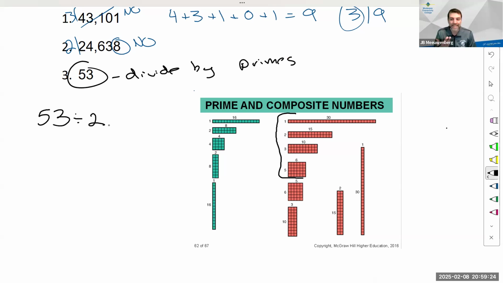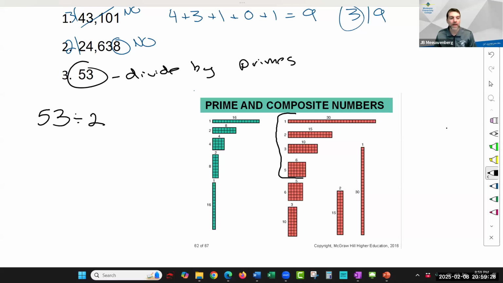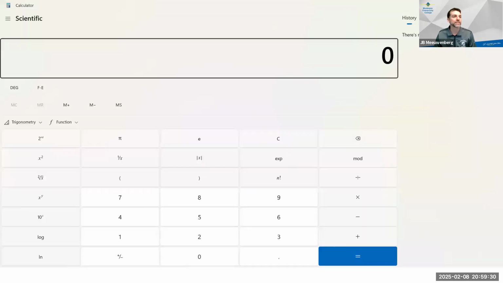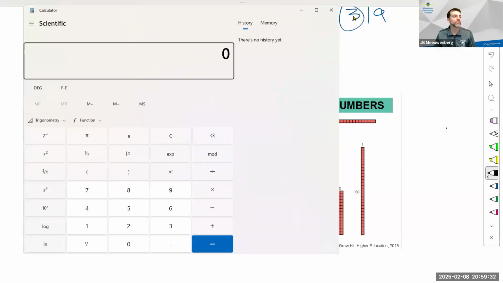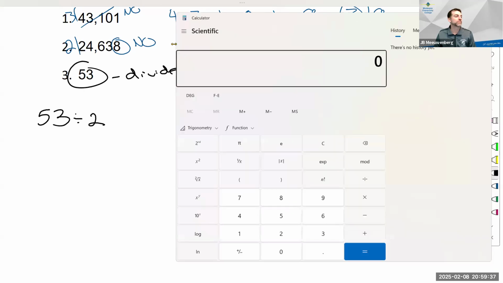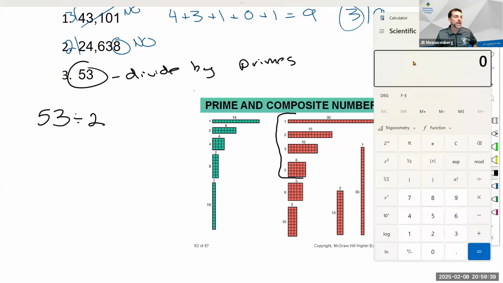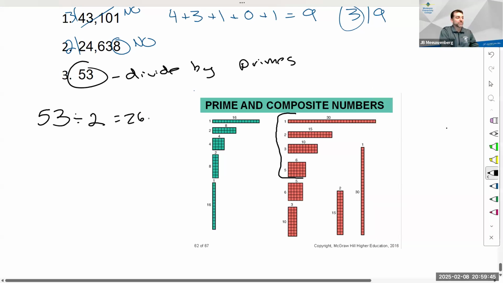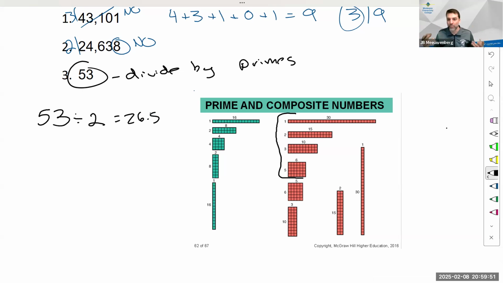Now we know immediately that that doesn't work because it's an odd number, but I'm still going to do it. I'm going to pull up my calculator so we can see this. Let's pull this over to the side. If we do 53 divided by 2, we get a decimal, 26.5. So that basically means that it's not divisible by 2. We haven't proved anything yet. We just know that it's not divisible by 2.